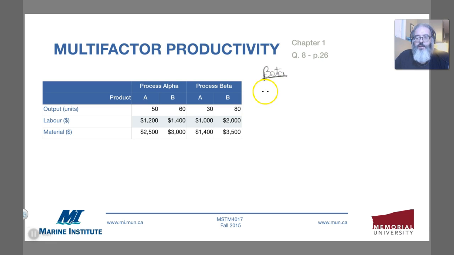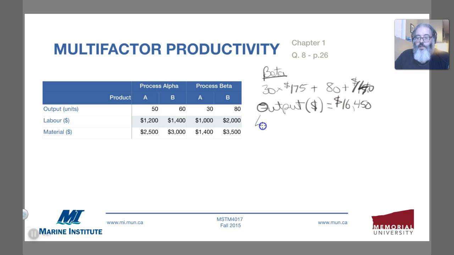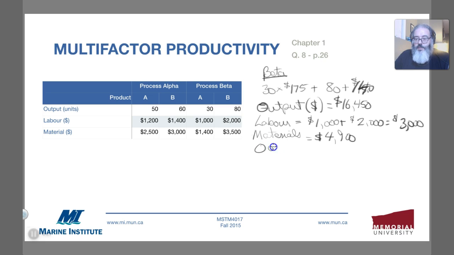Okay, so now let's work it out for process beta. It's just the same math. We're going to have 30 units at 175 a unit, and 80 units at 140 a unit, and that's going to give us a total of our output in dollars of 16,450. So then for beta, our total labor costs is going to be 3,000, so it's just 1,000 and 2,000, and then our materials is going to be 4,900, and then our total overhead is given, and that's 5,000.